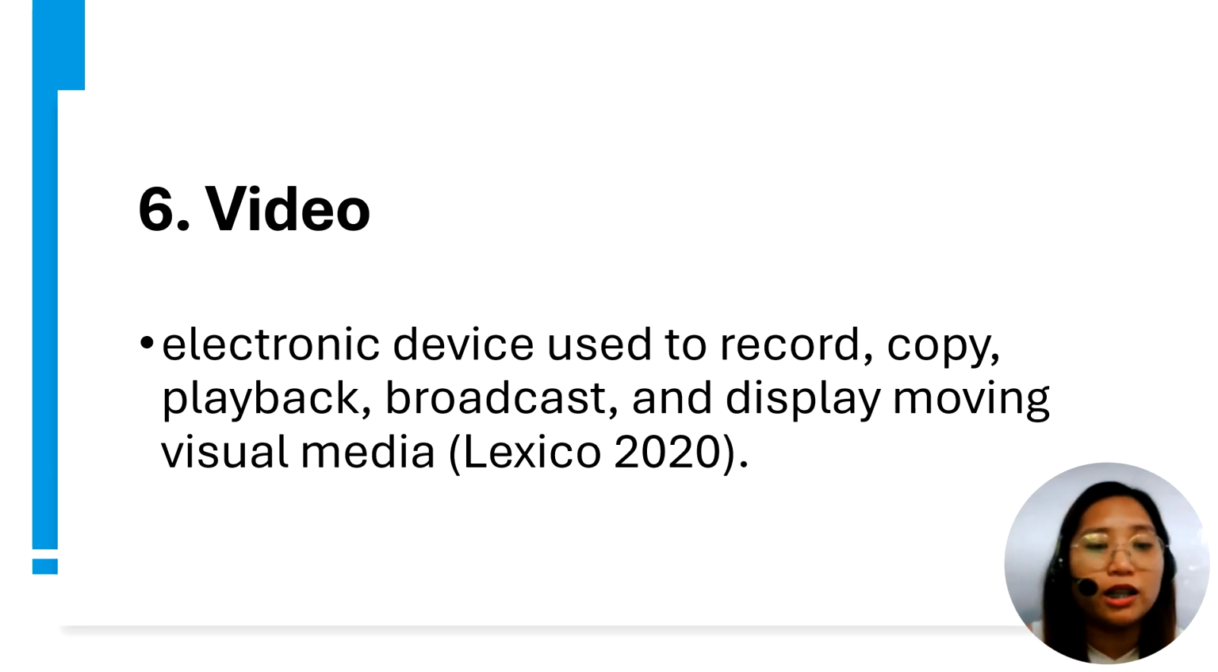When we say video, it's an electronic device used to record, copy, playback, broadcast, and display moving visual media. So what you're watching right now is a video, and it's an information communication technology. So this is a video and you were able to get information from it. There are different types of video according to the genre, and again video is a tool to present what you have made. So in 21st century literature, it's your choice whatever multimedia platforms you're going to use in order to present your literary text and literary adaptations. I hope that you have learned many things today.